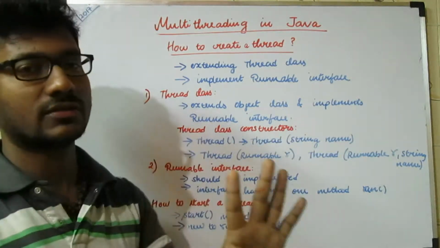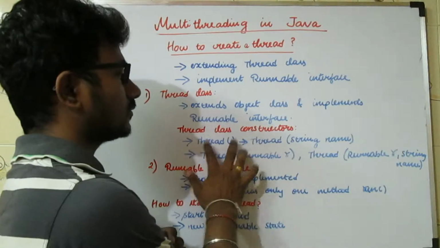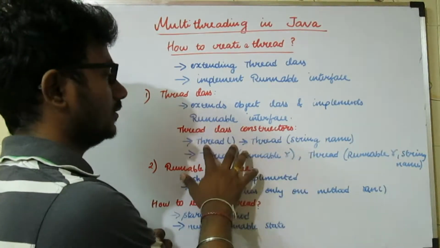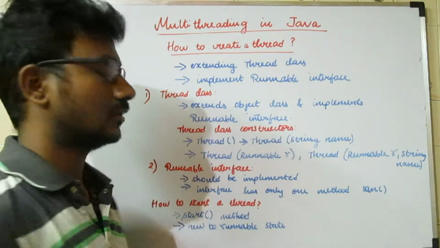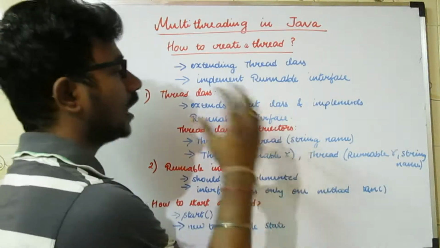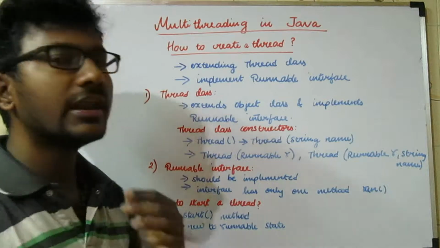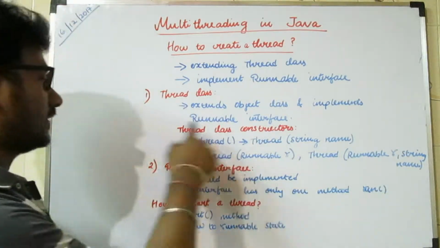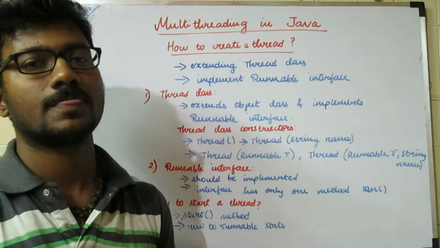The Thread class supports four constructors. The empty constructor creates an empty thread, and the one with a name creates a thread with some name. We will talk about these two constructors in the later part of the video. And the second approach is the Runnable interface.